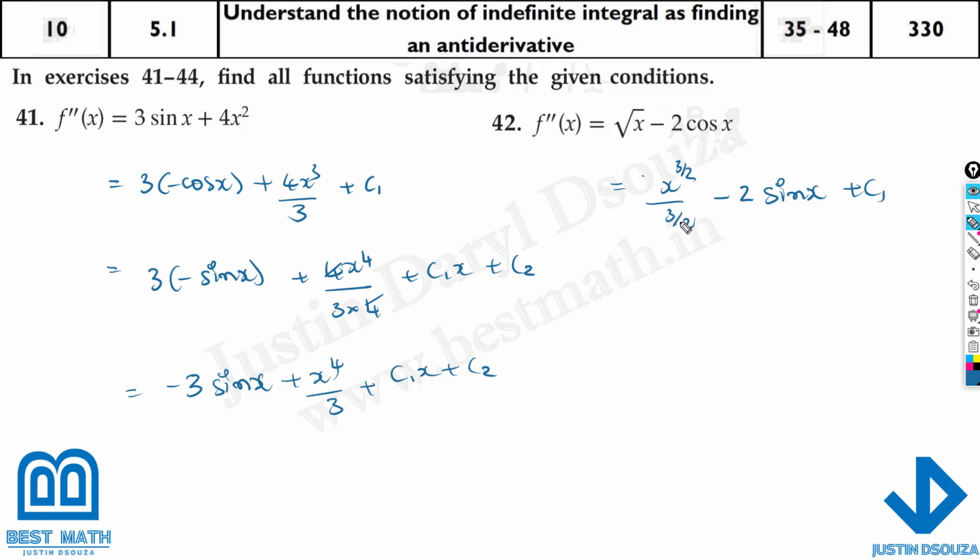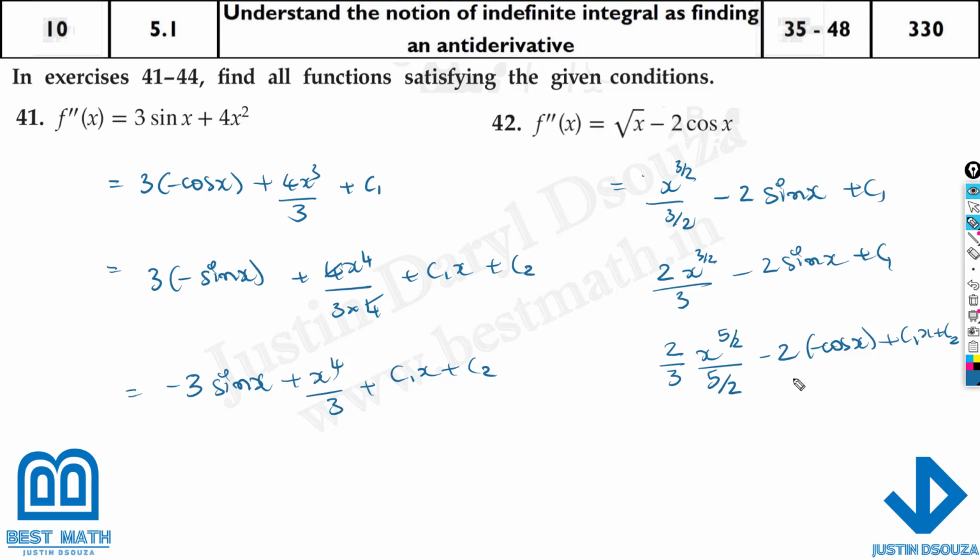See, now I'm going to rearrange and write this because fractions are going to be a little messier otherwise. It'll be 2x^(3/2) by 3 minus 2 sine x plus c. Now here we have 2 by 3 x. Now add one more. It's going to be 5 by 2, isn't it? It's 1.5 plus 1 is 2.5. It's x^(5/2) by 5 by 2, minus, okay, not sine, it's minus cosine x, plus c1x plus c2.